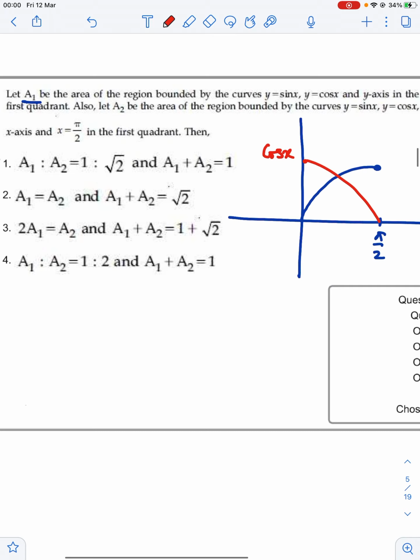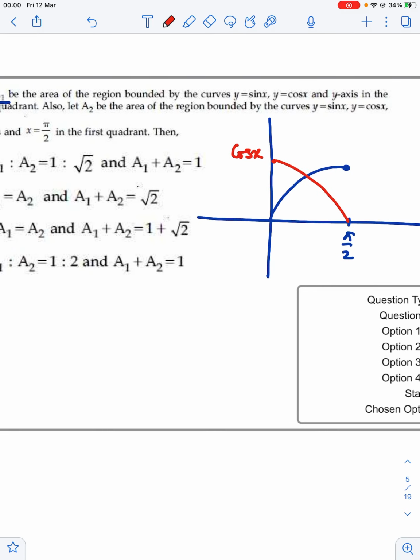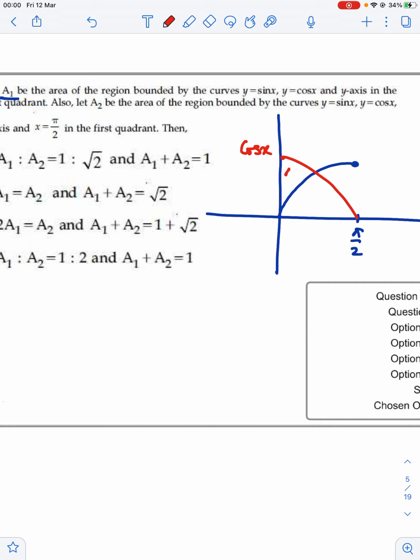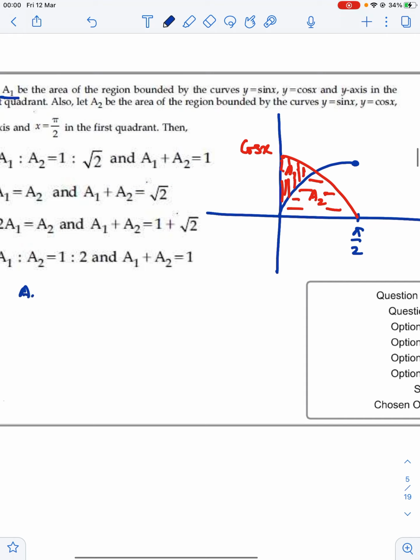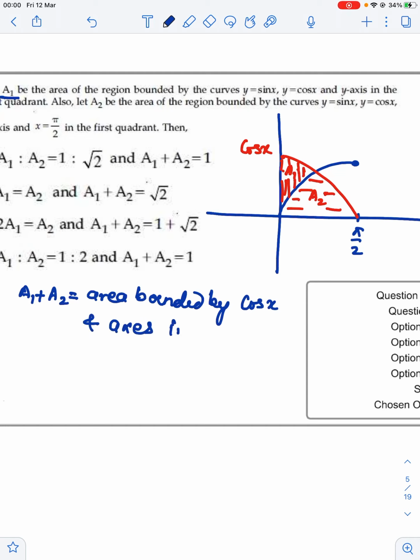They are saying that A1 is the area of the region bounded by these two curves with the y-axis. That means this is A1 and this is obviously A2, the horizontal bar one, and with the vertical bar I have shaded the area which is A1. Now one thing is sure, that A1 plus A2 is the area bounded by cos x and sin x in the first quadrant.